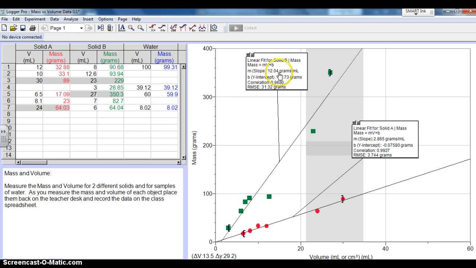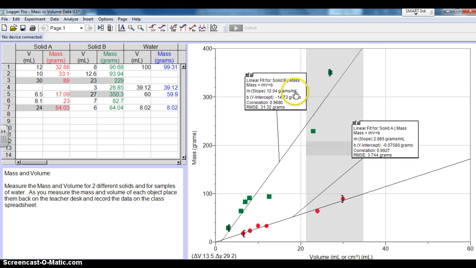That means every milliliter of solid B is worth 12 grams. For solid A, it's not as much. Every milliliter is only worth 2.8 grams. And these numbers, how heavy they are for their size, how many grams are in every milliliter, we call that their density. So their density is how many grams are in each and every milliliter, or how much mass is in every single piece of volume.